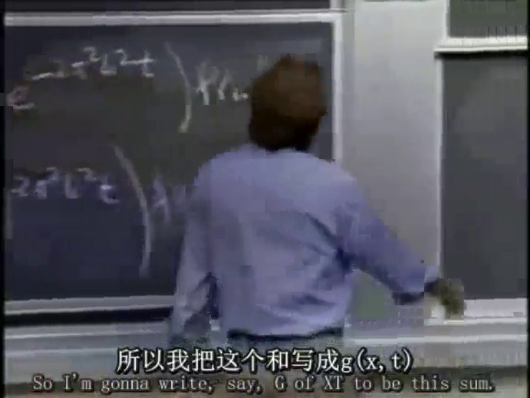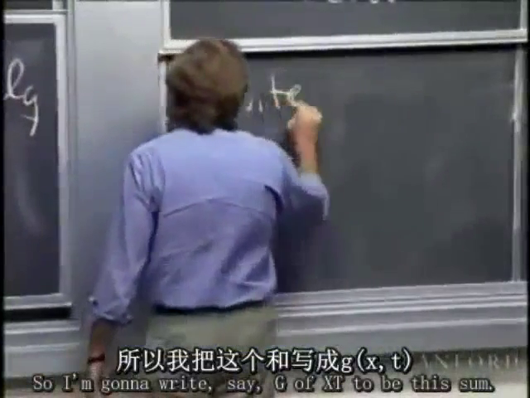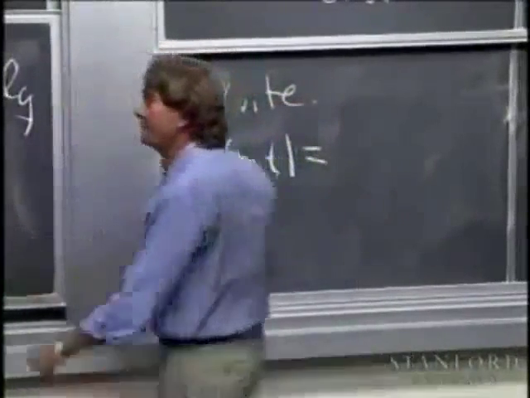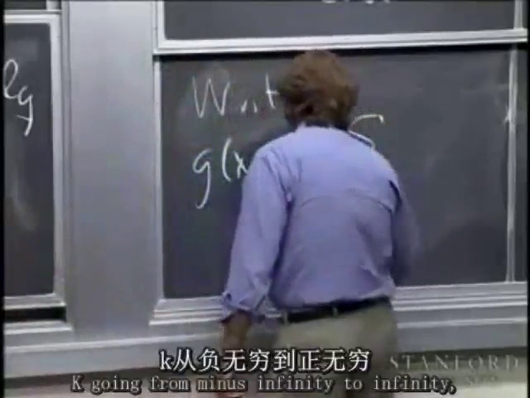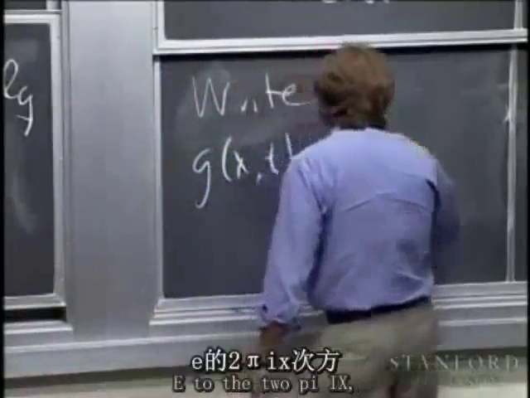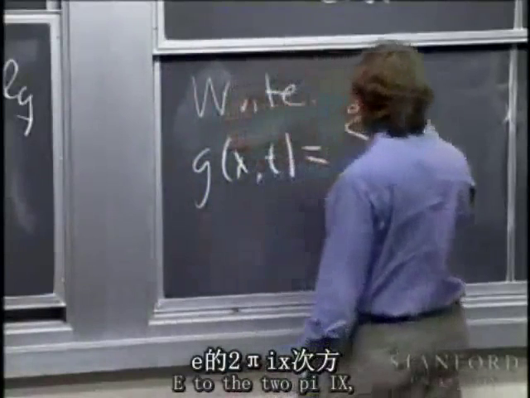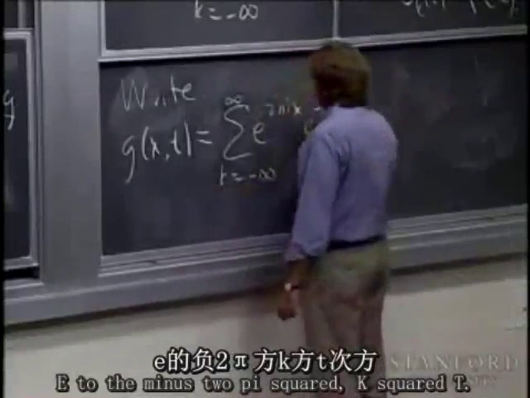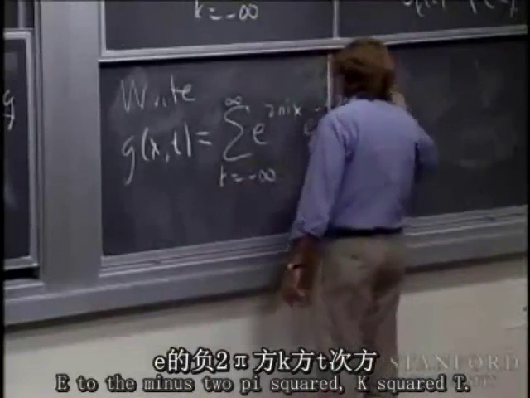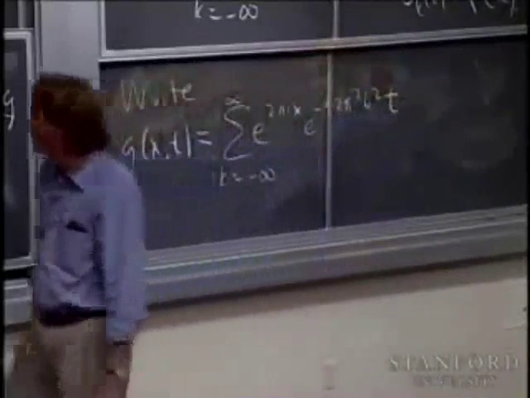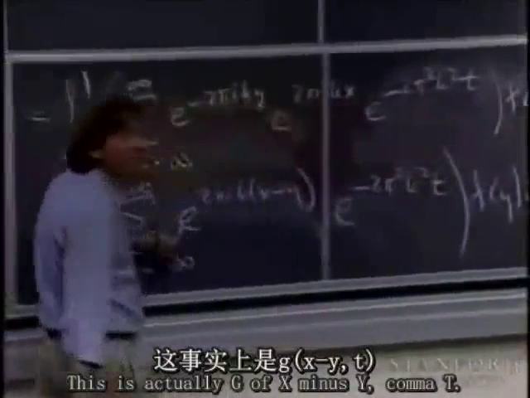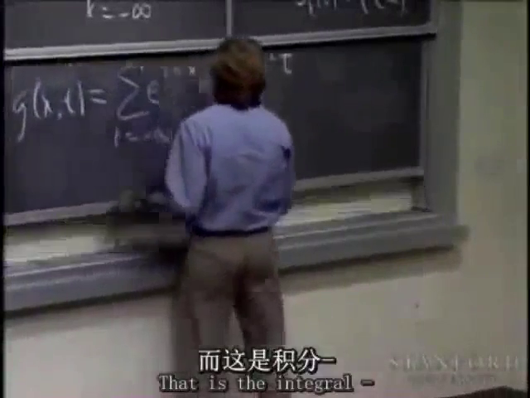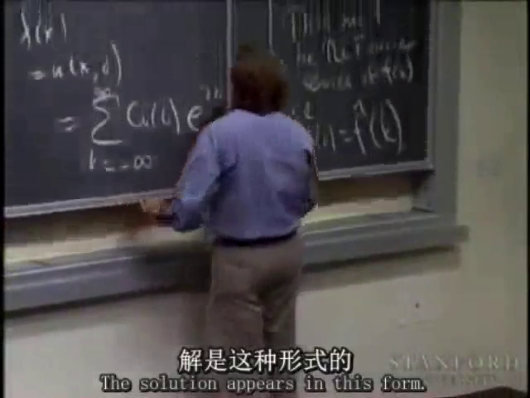So I'm going to write, say, g of x, t to be this sum, k going from minus infinity to infinity, e to the 2 pi i k x, e to the minus 2 pi squared k squared t. Okay? So this is actually g of x minus y, comma, t. That is, the solution appears in this form, as the integral.